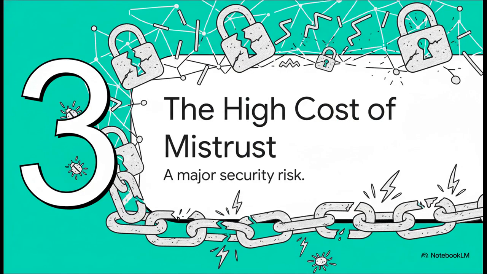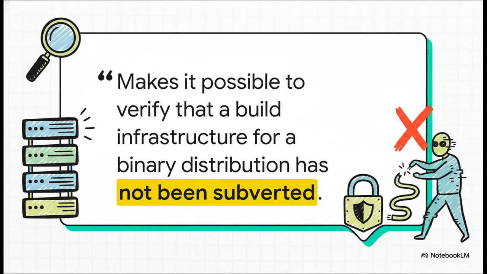Okay, so at this point you might be thinking, all right, cool technical puzzle, but so what? Why does this really matter? And that brings us to the most critical part of this whole discussion, the high cost of mistrust. Because this isn't just some weird quirk, it's a massive security risk. And this quote from the kernel documentation just nails it. It gets right to the point. If you can't reproduce a build, you can't verify it, period. You can't be 100% sure that the program you're about to run hasn't been tampered with, maybe by a compromised build server or some bad actor.